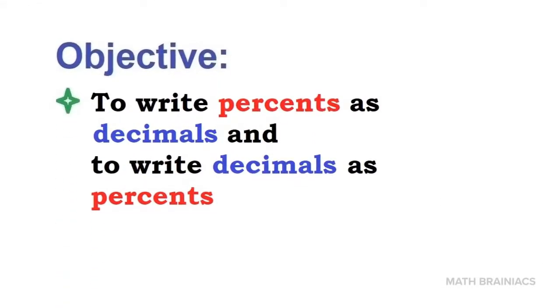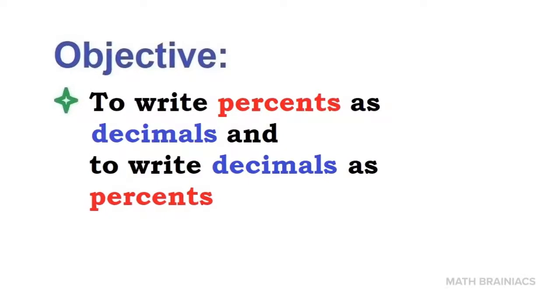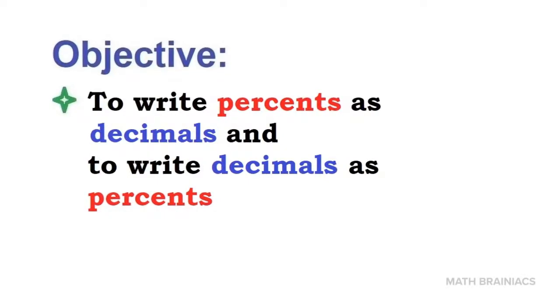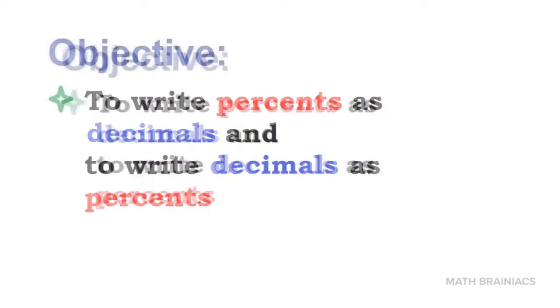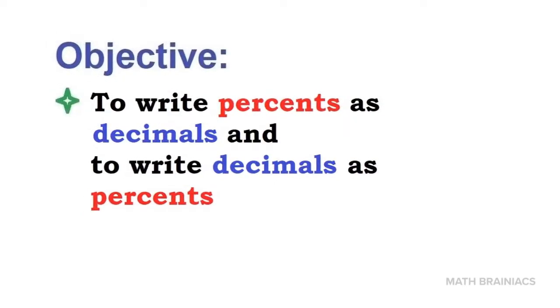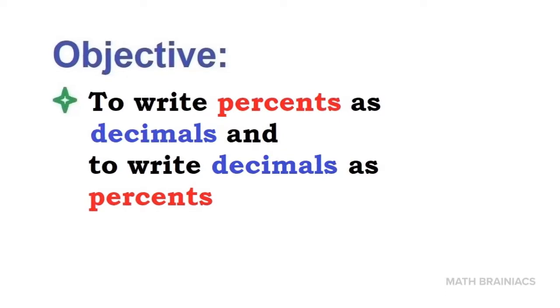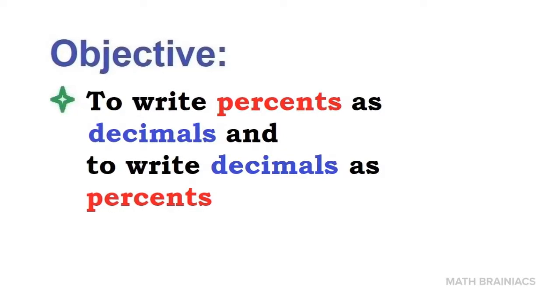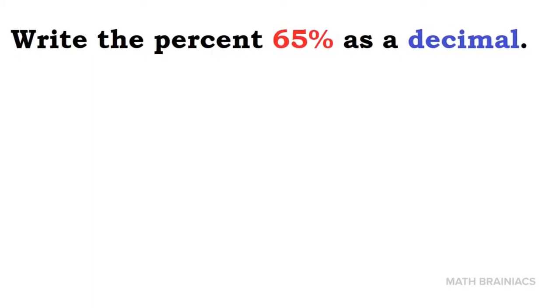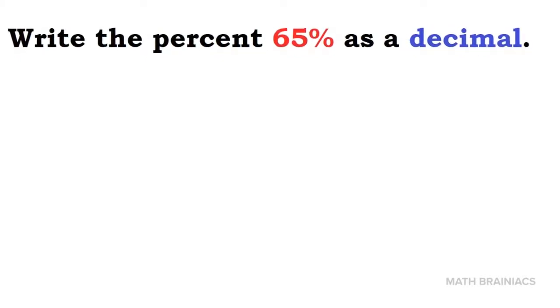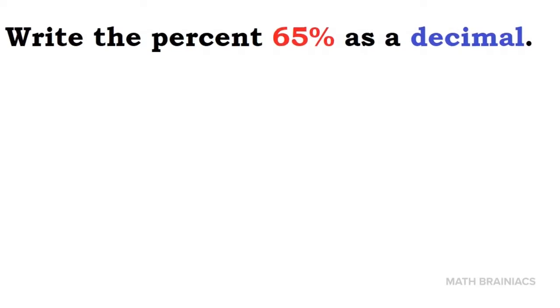Let us continue the discussion regarding the minerals necessary for our bones later. Let us move first to the main objective of our lesson. We are going to write percents as decimals and to write decimals as percents. Let us work on this example so that you will be guided. Write 65% as a decimal.